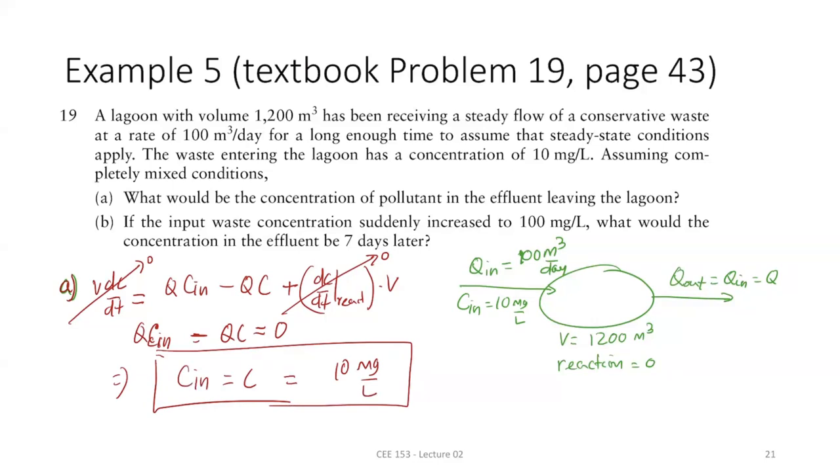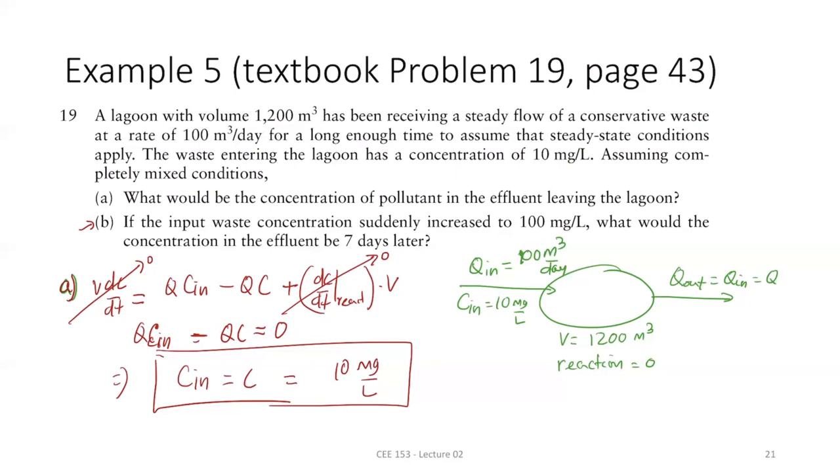Exactly the same amount was coming in. So you almost replace all the water in the lagoon with the contaminated water. So that's why the effluent will be the same. Now the second one is more interesting: if the input waste concentration suddenly increased to 200 milligram per liter, what would be the concentration in the effluent after 7 days?